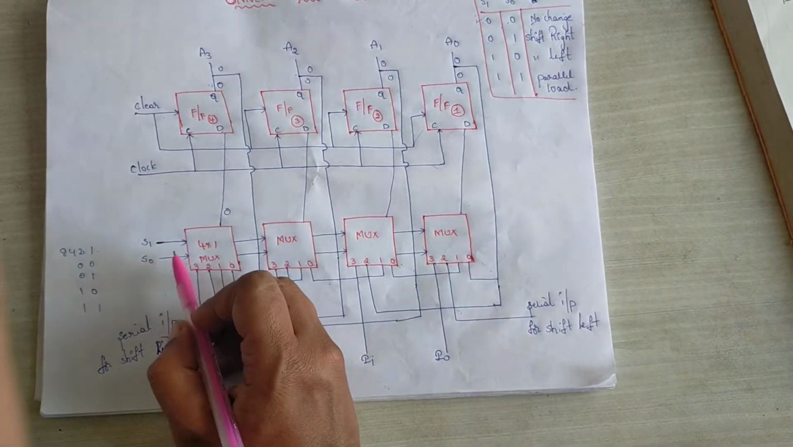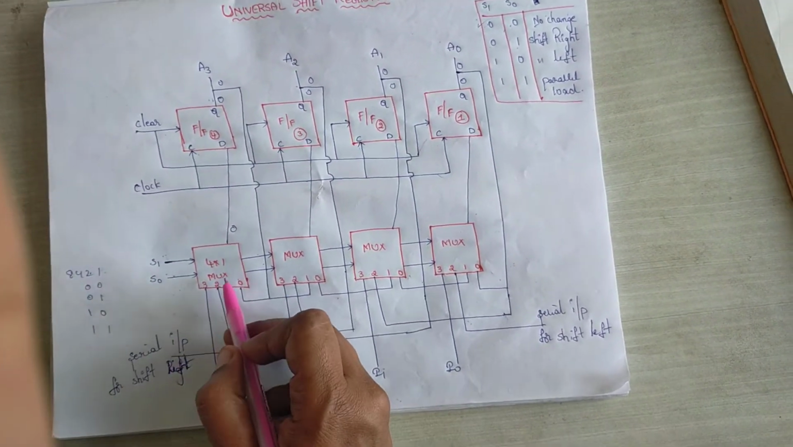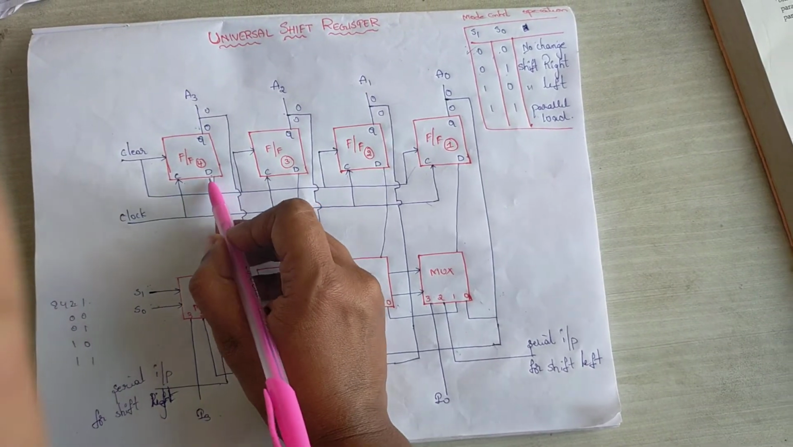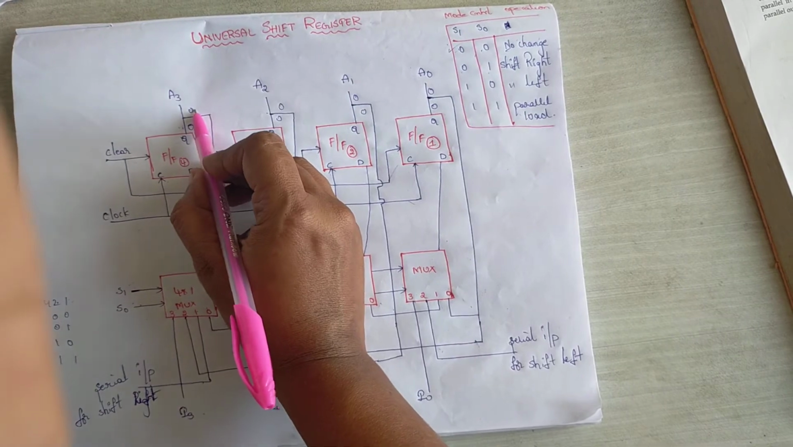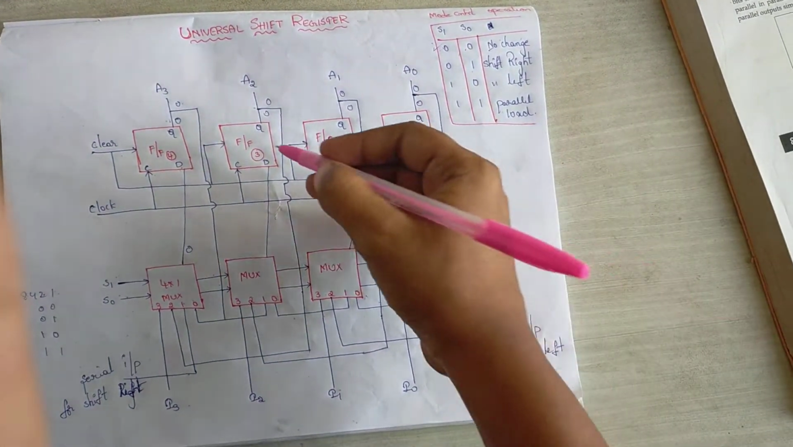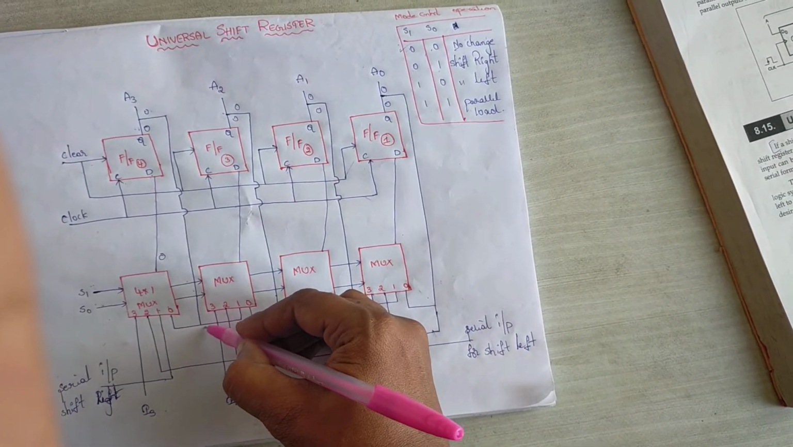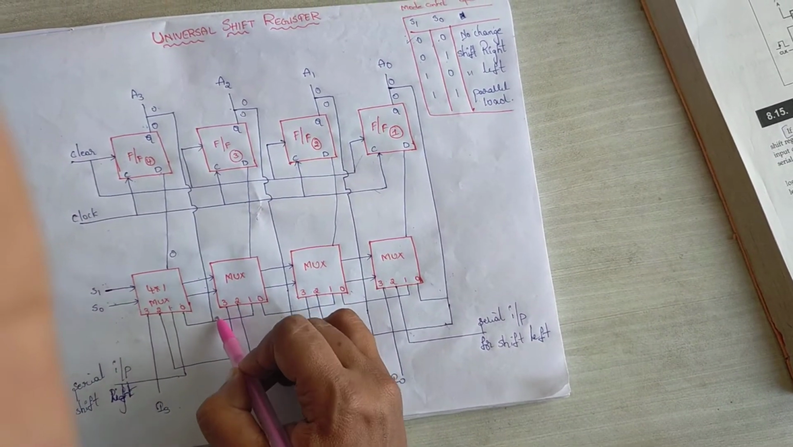Next one, I am applying 0, 1. When I select 0, 1, it selects 1. The output of 1 is connected to the D flip-flop. Then the D flip-flop output is 1. Again this 1 is coming as feedback to the 0 here.